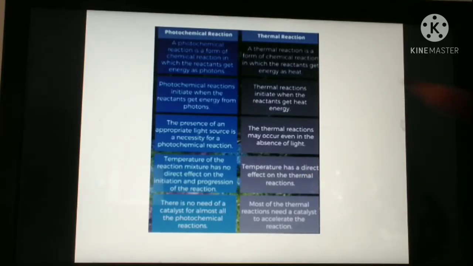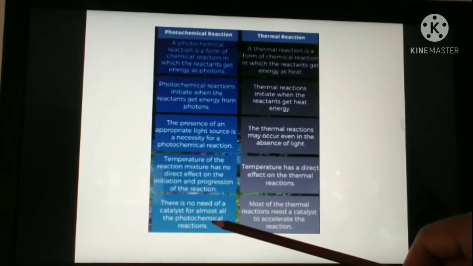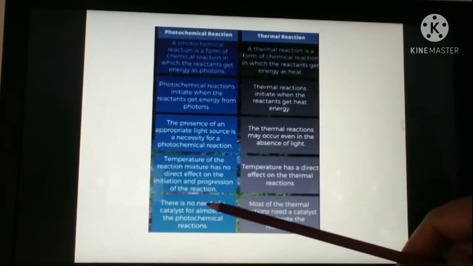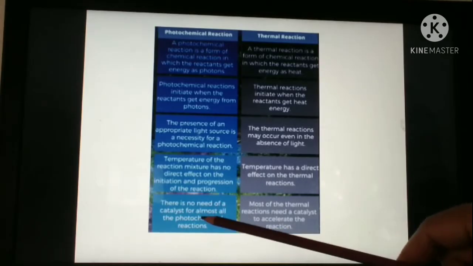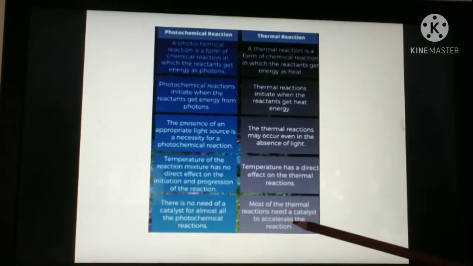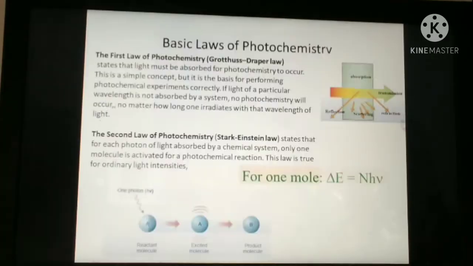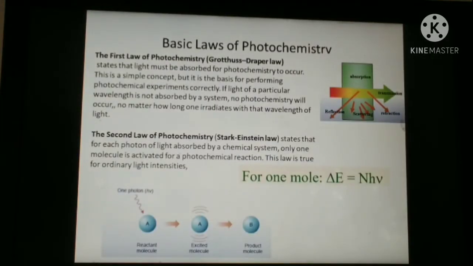And the last point is there is no need of a catalyst for almost all photochemical reactions. The catalyst is normally the light energy. Most thermal reactions need a catalyst to accelerate the reaction. So a thermal reaction may or may not need a catalyst to accelerate the reaction. So these are the basic laws of photochemistry.